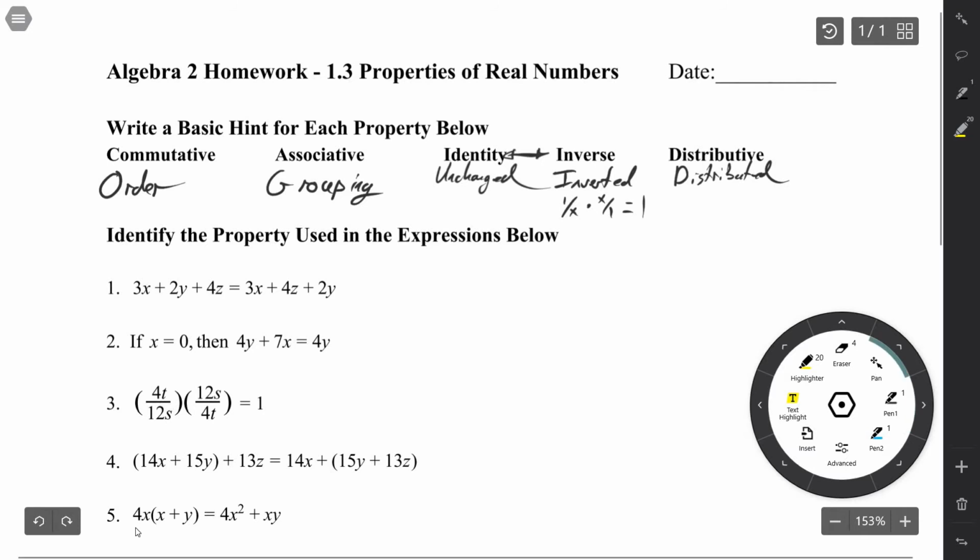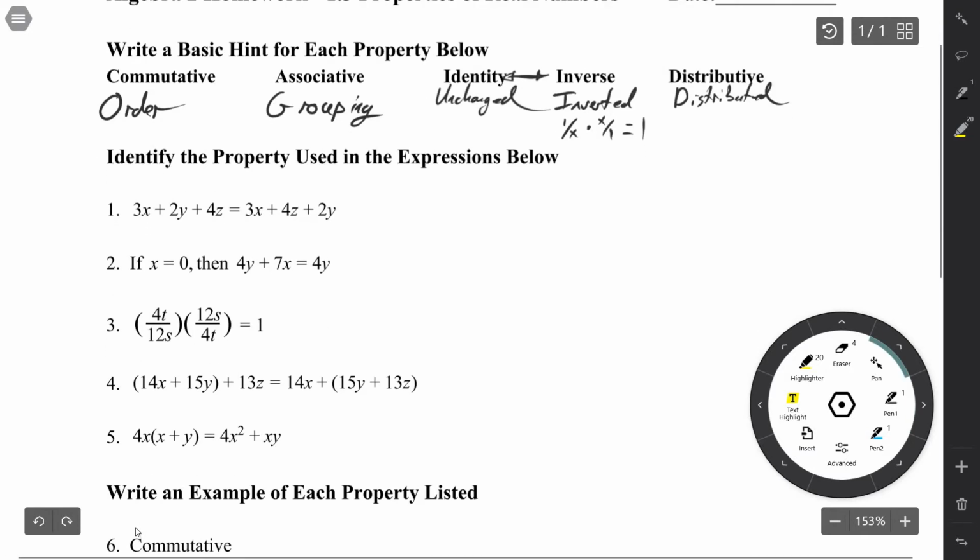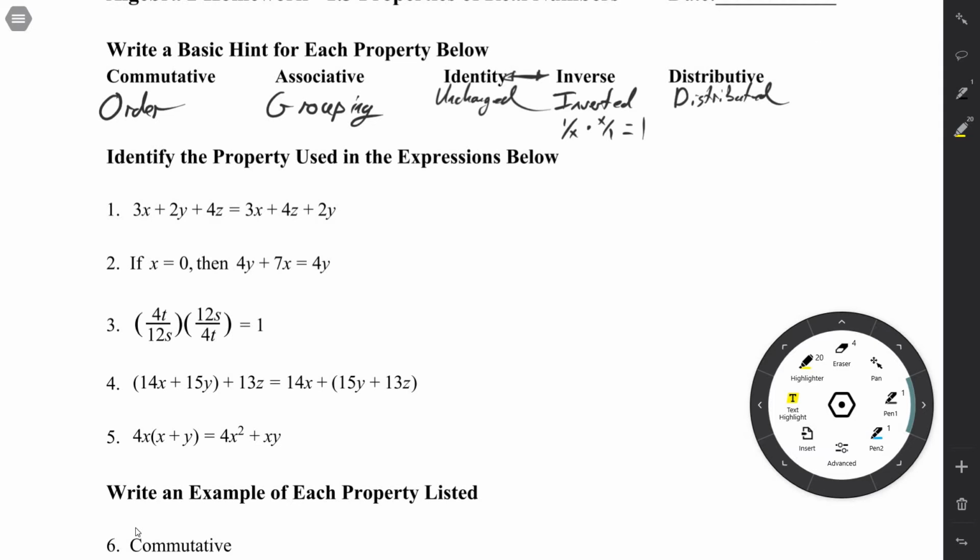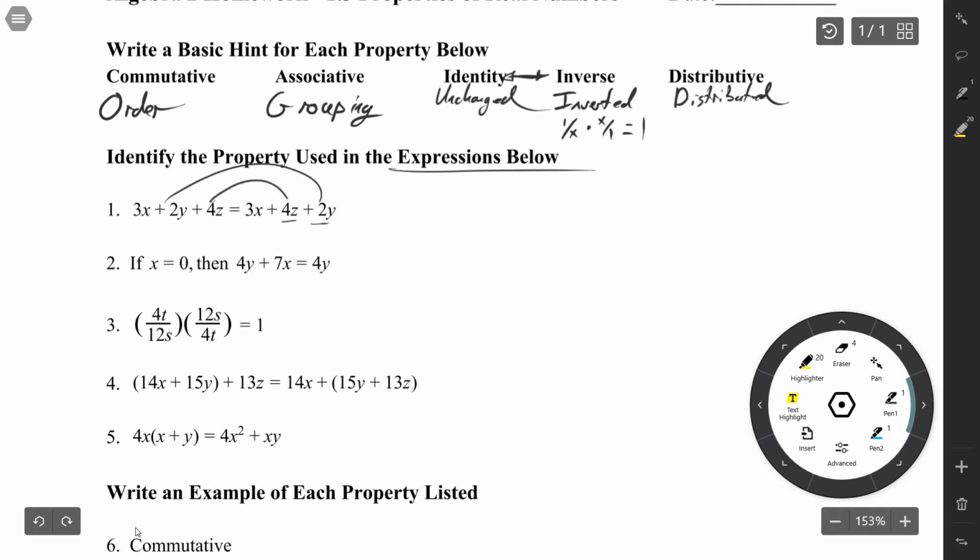And now, to jump straight down, I'm going to keep the hints just visible above there to help us out here. So identify the property used in the expressions below. 3x plus 2y plus 4z equals 3x plus 4z plus 2y. So we're flipping the order. Even though the 3x is unchanged, we're not grouping anything different. The order is what changed here. So what we're looking at here is the commutative property.